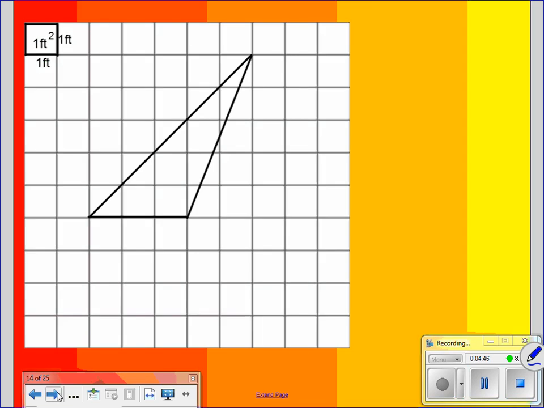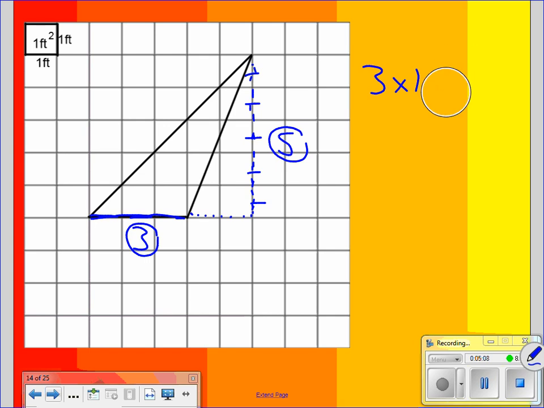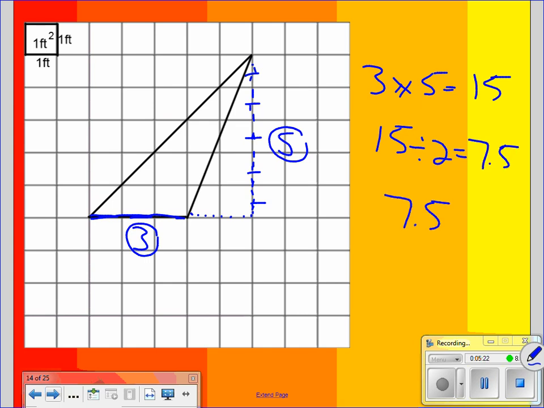This one's a little different. Let's take a look at this one. My base right here is 1, 2, 3. I have a 3 for a base. I'm going to have to keep on going over so I can see where my height is. 1, 2, 3, 4, 5. I'm going 3 times 5, which gives me 15. I'm going to divide 15 by 2, which gives me 7.5. 7.5 feet squared is my answer.